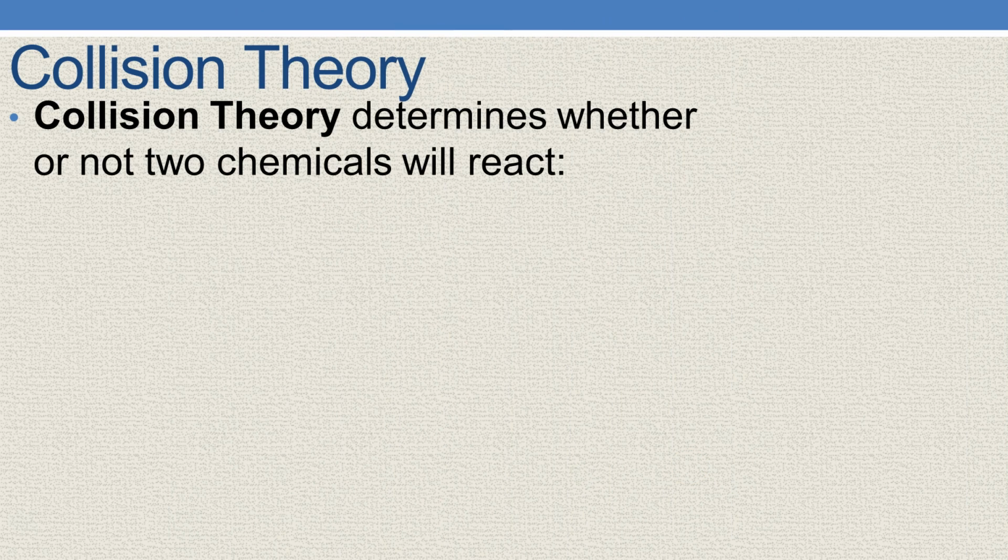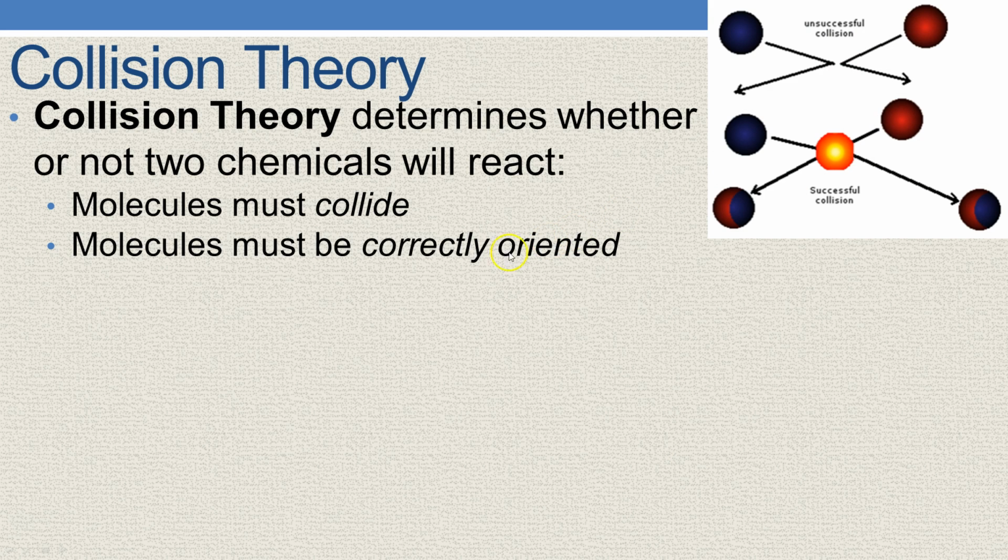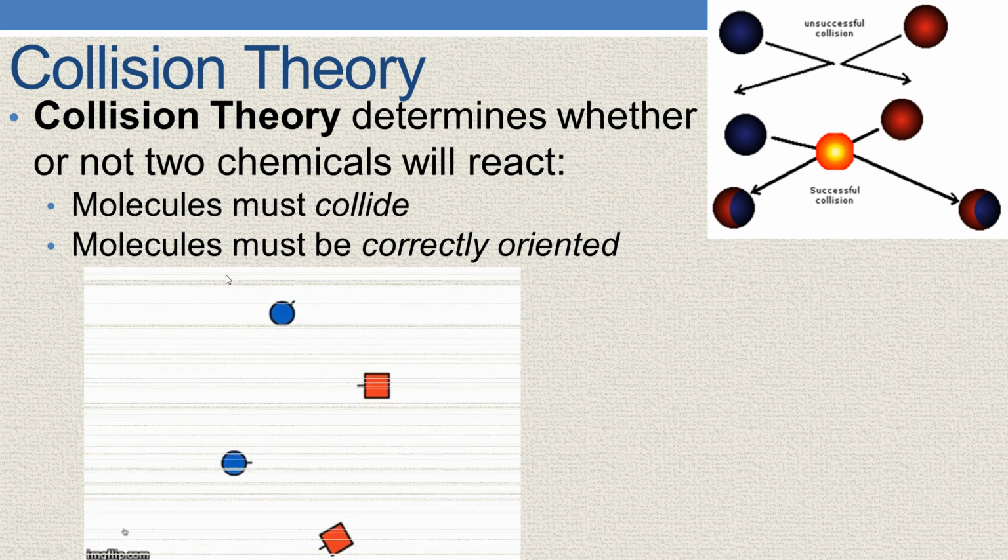Collision theory is how we actually determine whether or not two chemicals are going to react. There are a couple of basic ideas to it. First off, molecules have to collide. You can't have the breaking of the bonds and the exchanging of the electrons unless they're actually touching each other. Here we have an unsuccessful collision, and here we have a successful collision. For a successful collision, the molecules also have to be correctly oriented.